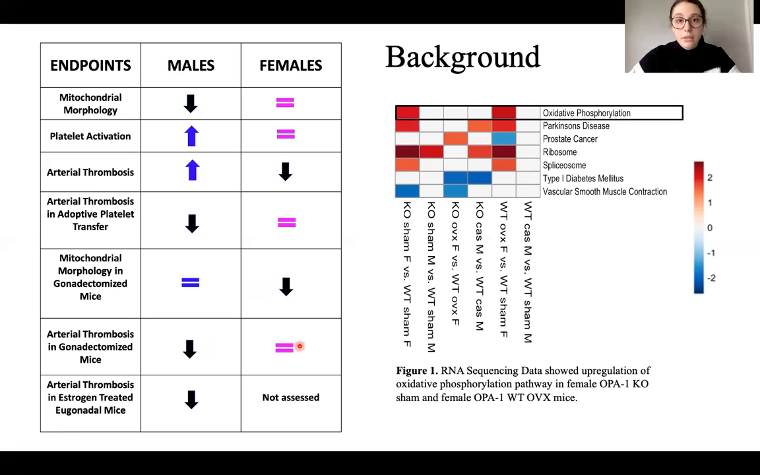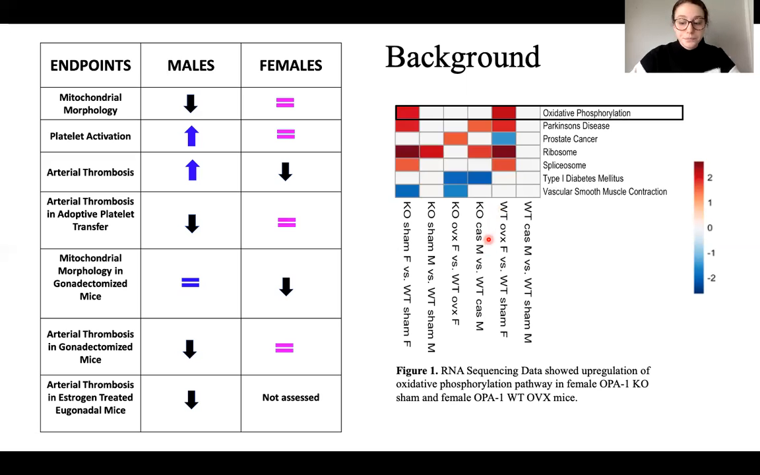So to look at the molecular changes going on in our female mice a little bit more closely, we looked at RNA sequencing data, which can be summarized in the figure on the right here. I would like to draw your attention specifically to the oxidative phosphorylation pathways, where we found upregulation in our knockout sham females. So our females that did not have OPA-1 but did have their ovaries and therefore had estrogen. In addition, we found upregulation in this pathway in our wild type OVX females.